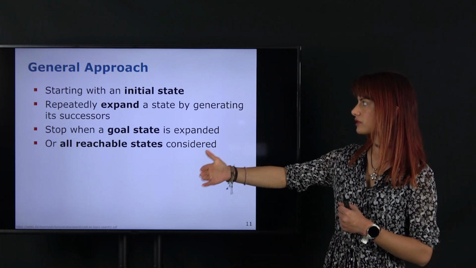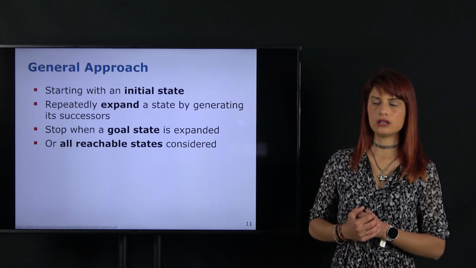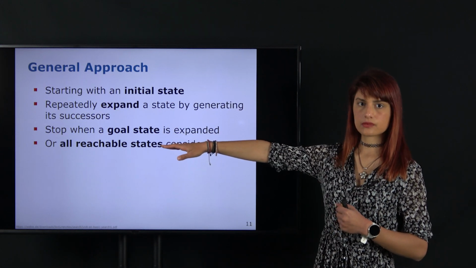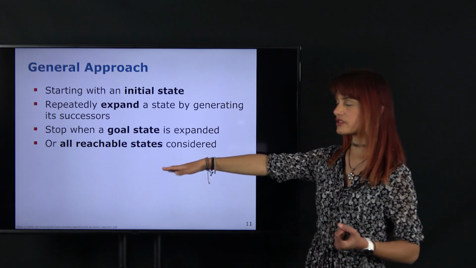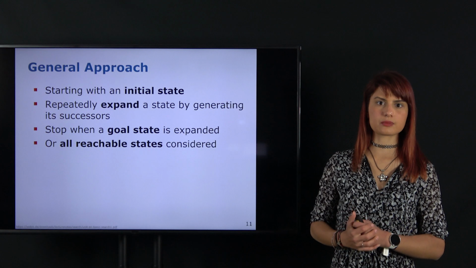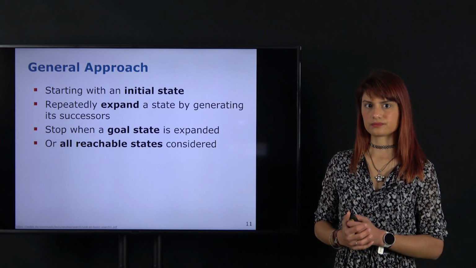So we successively look through the nodes of the graph, we explore. And then we stop either when we find the goal state, so we have solved our problem, or we have considered all possible states, so we have fully explored our graph. In this case, there is no solution.